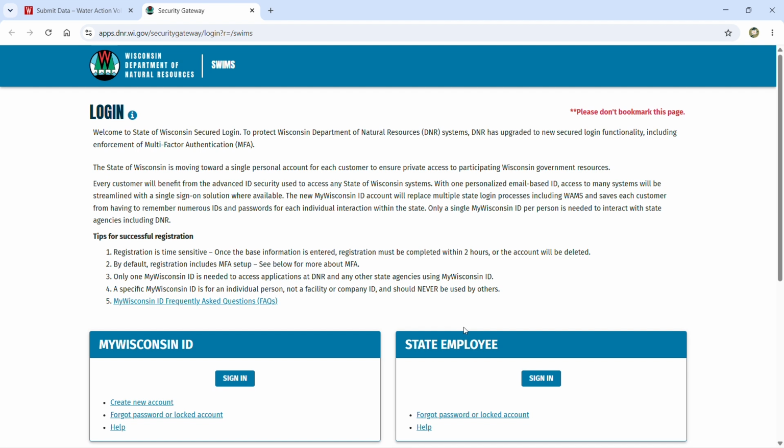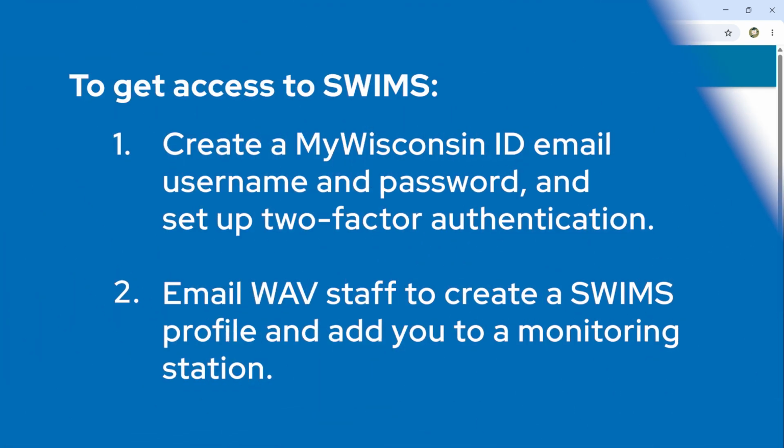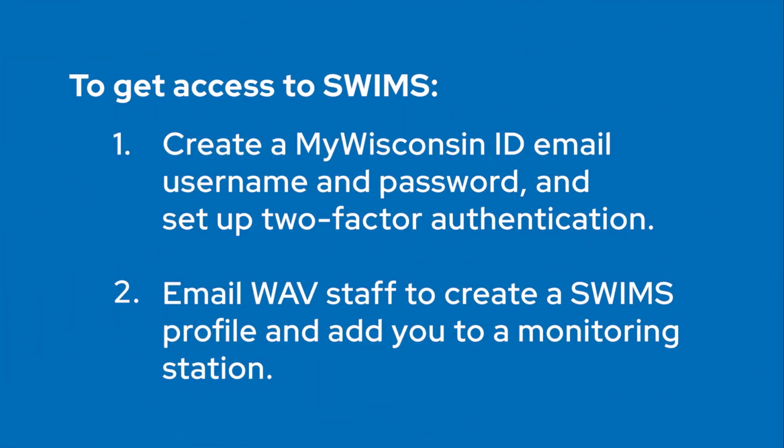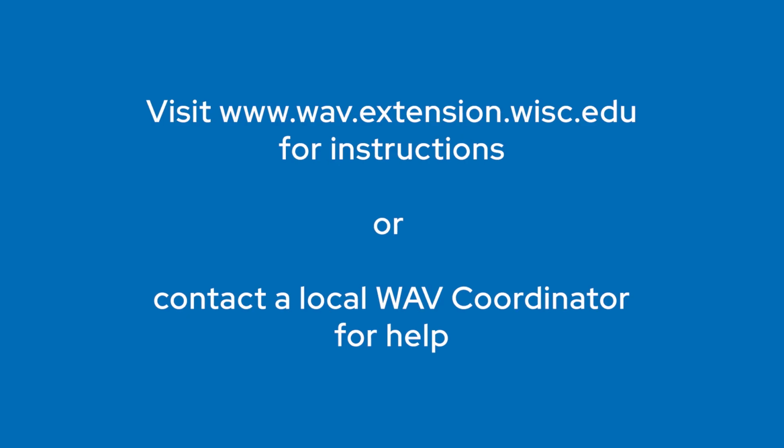in your browser. Before you can log into SWIMS, there are 2 steps to take to get access to the database. First, you will need to create a MyWisconsinID email username and password and set up 2-factor authentication. Second, you will need to email WAVE staff to create your profile in the SWIMS database and add you to a monitoring station. If you have not yet completed these 2 steps, visit the WAVE website for instructions or contact a local WAVE coordinator for help.